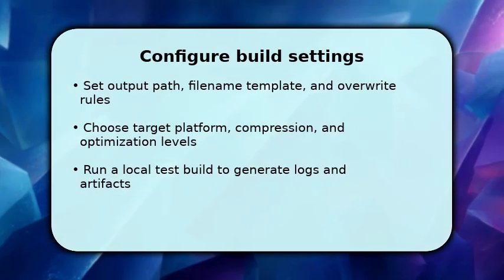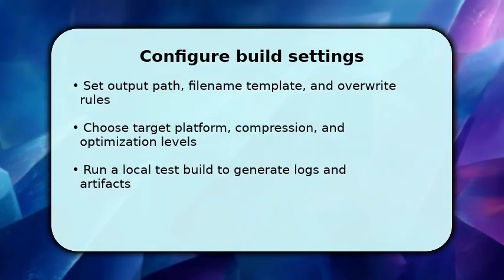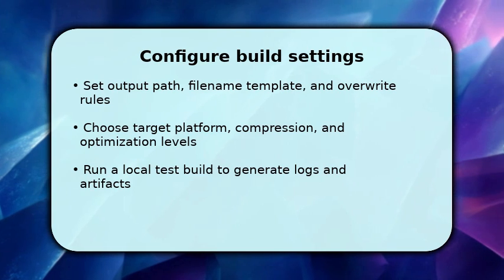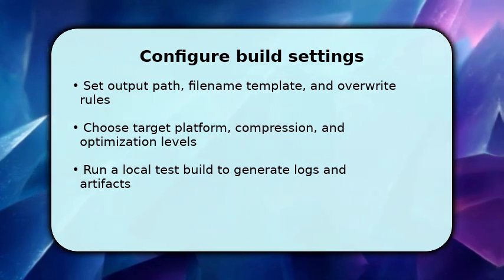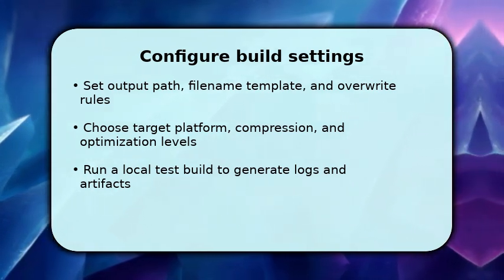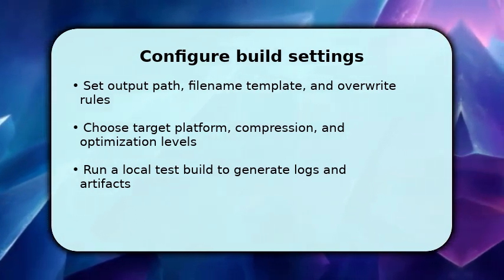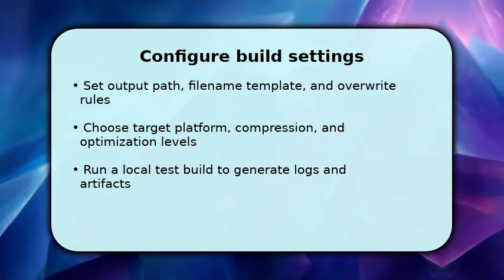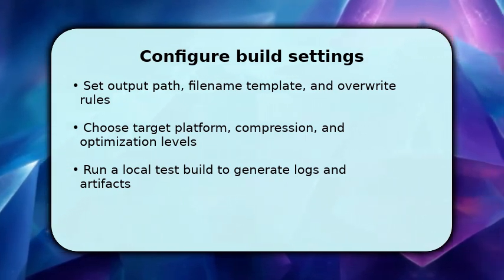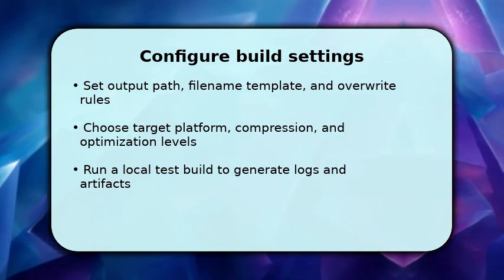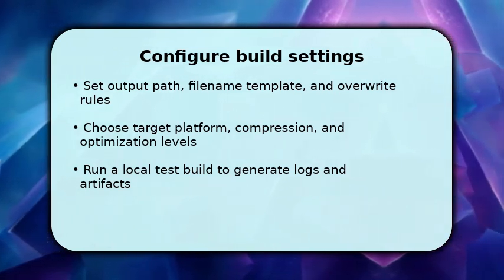Now you configure detailed settings so the saved build is reproducible. Select an output path and file name template and decide whether to overwrite existing builds or create version folders. This avoids accidental loss. Next, choose the target platform plus compression and optimization levels to balance size versus performance.